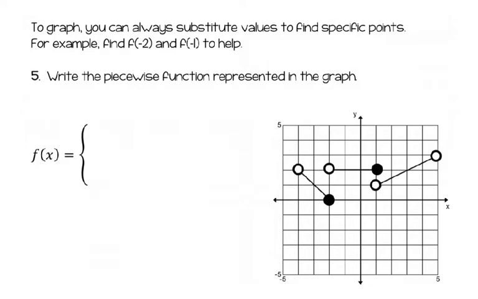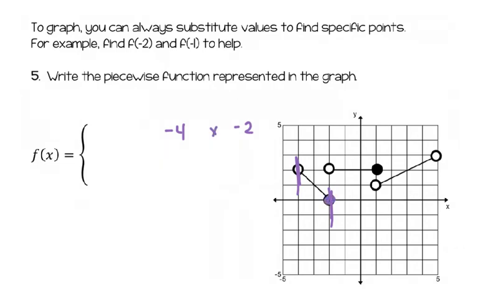Okay, now we're going to do the opposite. I'm going to give you the graph and we're going to write the piecewise function. So remember, you have two parts. You have the line part of it and then you have the domain part of it. So if we look here, this first domain is going to be between -4 and -2. So -4 and -2. So x is going to be between.